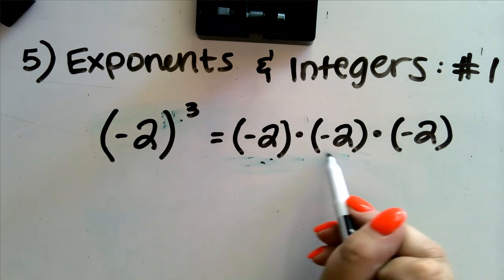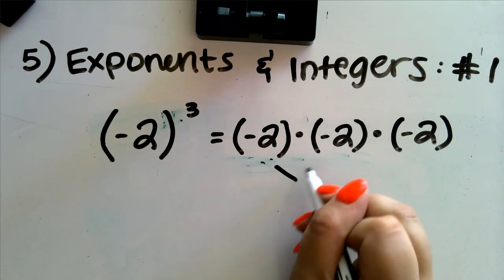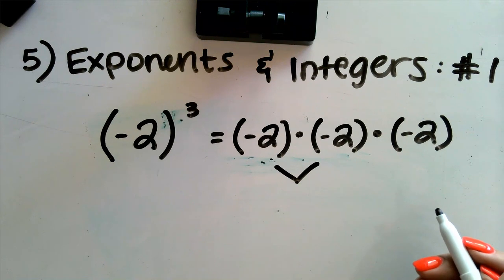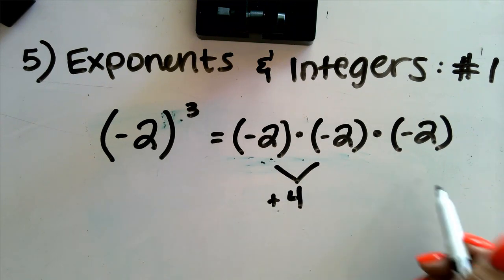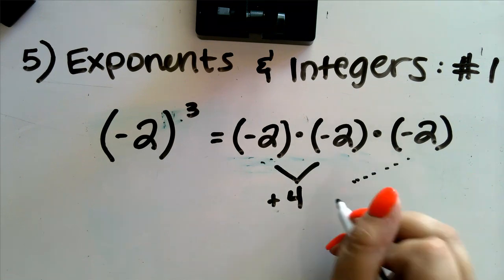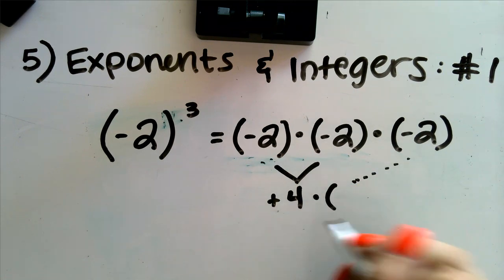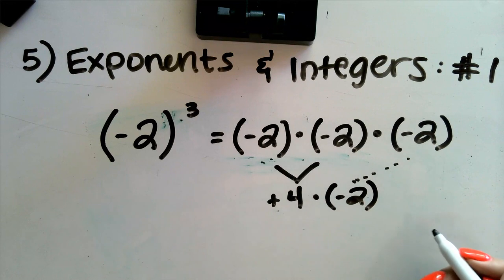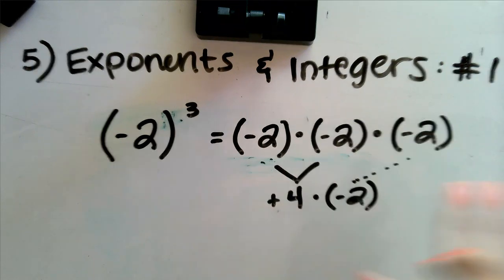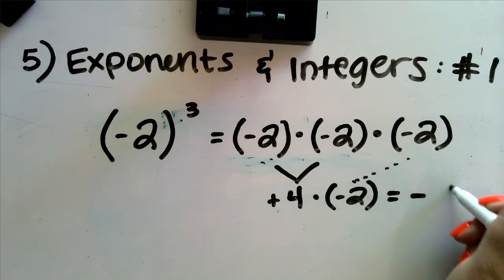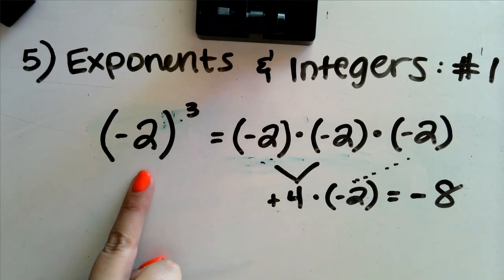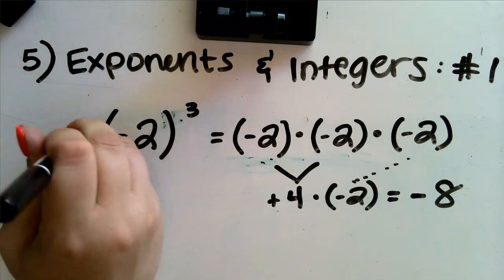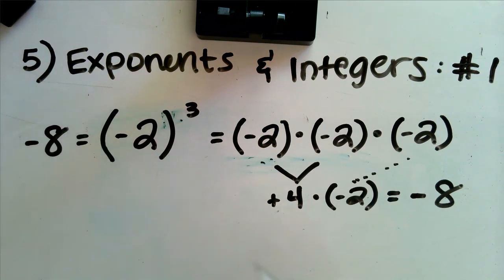Now let's take this piece by piece. I am just going to pay attention to these first two terms first. We know that -2 times -2 is a positive 4. Now I'm going to bring down this other guy here, and I'm going to multiply our result by that final term. So positive 4 times -2 equals -8. So we know that (-2) to the third power is going to equal -8.